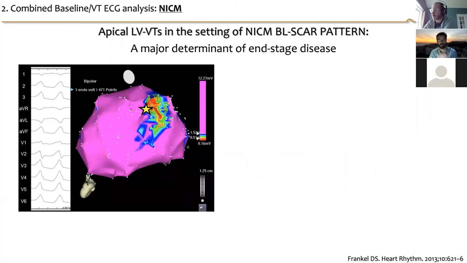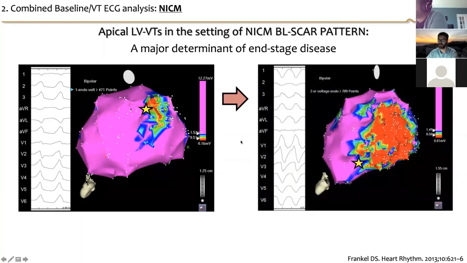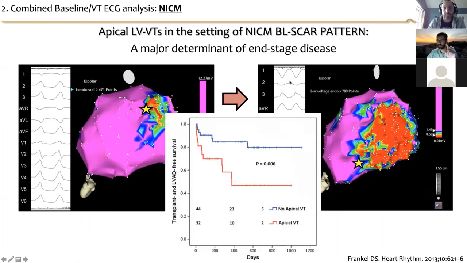This is one of my last slides, and this is very important. If you have a not too extensive substrate at the basal superior region in the setting of non-ischemic cardiomyopathy, usually you come across basal VTs. And if in the setting of non-ischemic cardiomyopathy you identify EKG markers of an apical LV VT origin, this is a very strong indicator of a very evolved, even end stage phase of this disease. So please take a look at the possibility of apical VTs in the setting of non-ischemic cardiomyopathy, because it can give you a very important clue in terms of the patient's clinical outcome.